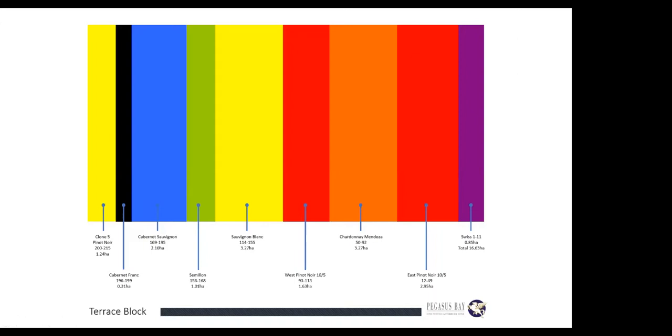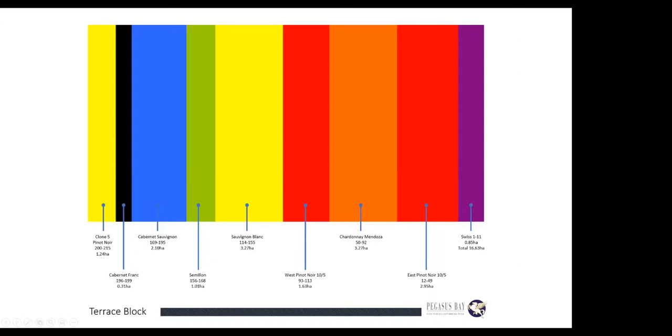So we'll flick through to the next. So this is the terrace block. This was our original plantings. As I say, this was all planted from cuttings. There's a clone called 10 bar 5, which is the second clone in from the right hand side there.